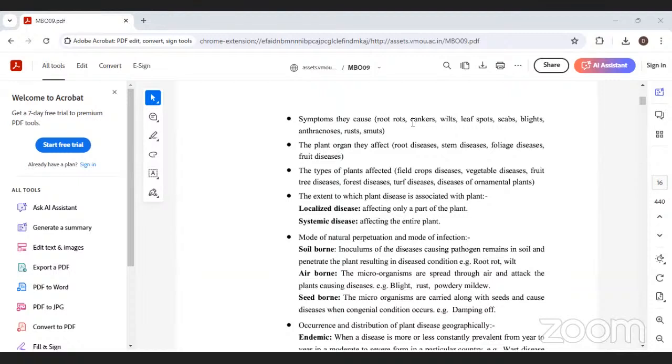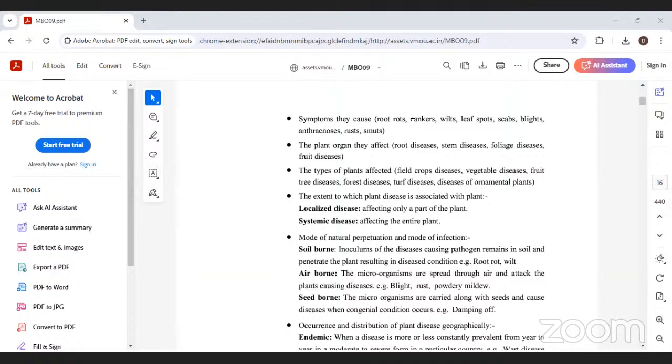The second method is the plant organ affected, which plant organ is affected by the disease. First, you can take root diseases, stem diseases, foliage diseases, and fruit diseases. Foliage means leaves. This is the second category.